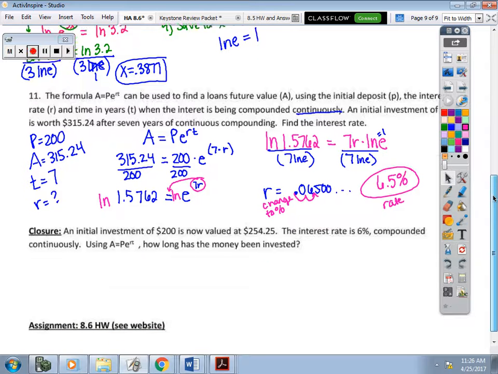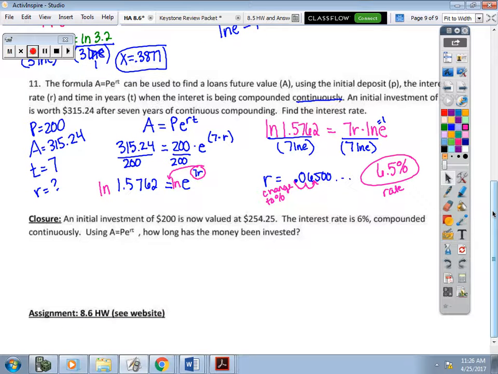Okay, let's go through the closure real quick too. I think we can fit it in. An initial investment of $200, that would be my P variable, is now valued to be $254.25, which would be my future value, A. Now, when they give you an interest rate of 6%, you have to change this to a decimal. So R is going to be 0.06. Remember, to change to a decimal, you either move the decimal 2 spaces to the left or divide by 100. Then we plug into our formula.